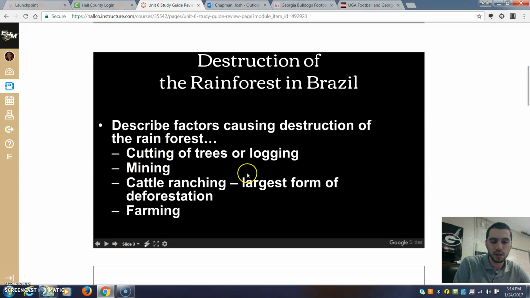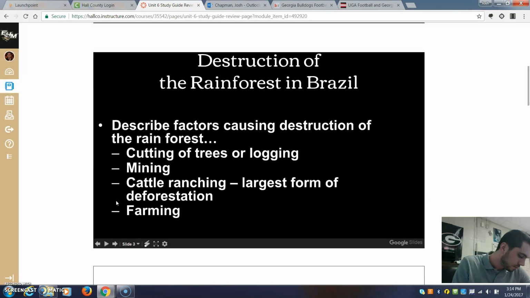Okay, cutting of trees or logging, mining, cattle ranching, and farming. All 4 of these are correct answers, and you need to write all 4 of them. They could be an answer on your test, so you will need to get these down. Okay, so I don't know if you have to write them off to the side on your paper or what, but you need to write all 4 of those on number 6. Okay, do not cut corners, don't try to cheat, just write all 4 of these, please.